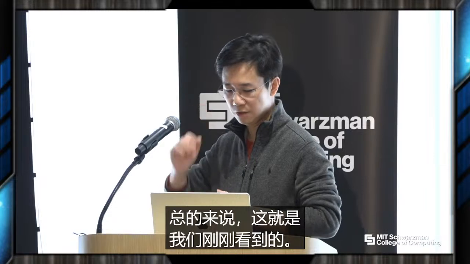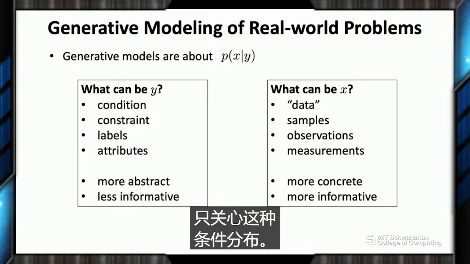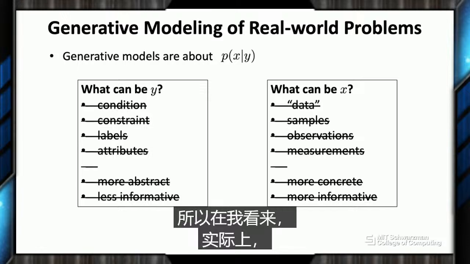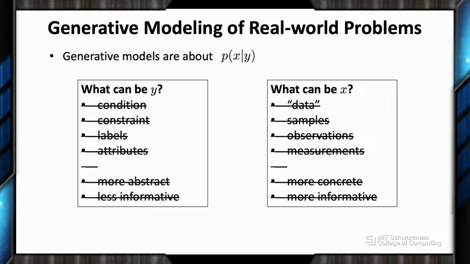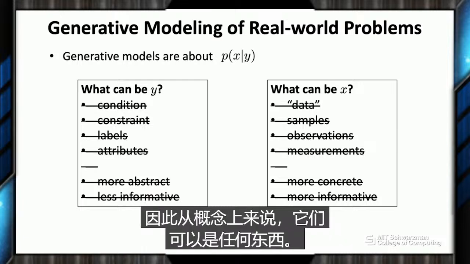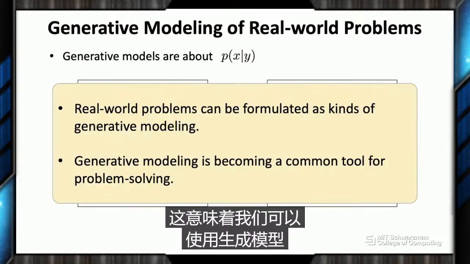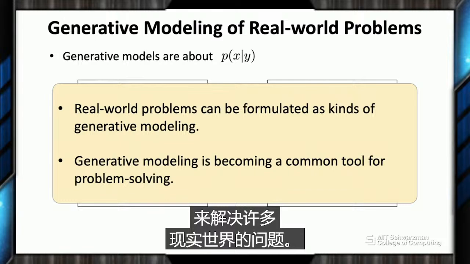So in general, this is what we have just seen. A generative model conceptually just cares about this conditional distribution. In my opinion, there are no constraints or requirements about what can be X or what can be Y. Conceptually, they can be anything. That means we can use generative models to solve many kinds of real-world problems.